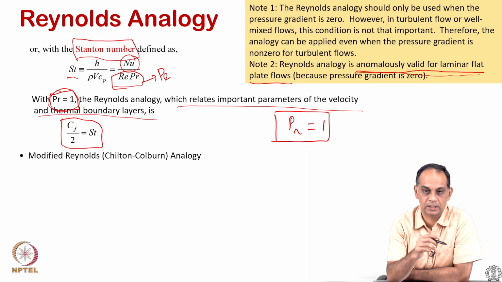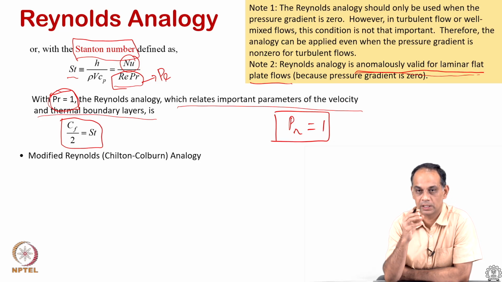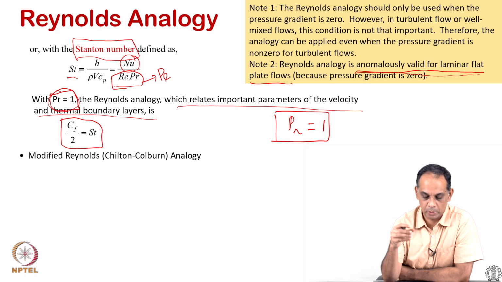So Reynolds analogy is one such case: when you are dealing with well mixed flow conditions, you may be able to use Reynolds analogy to come up with a geometry that will give you a better heat transfer or Nusselt number for a given or known pressure drop.